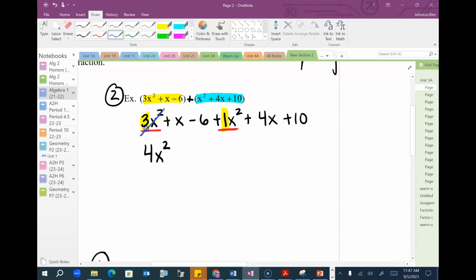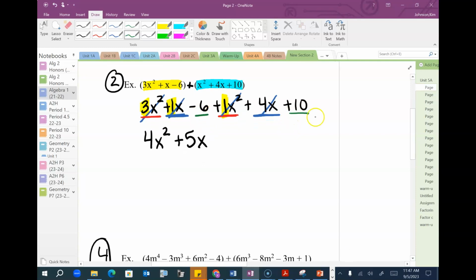All right, now I'm done with those, so I'm going to cross them off, and we'll move on to my next like term. I have x and 4x. Again, there's an invisible 1 in front of that x, so I'm going to add 1x and 4x together. That makes 5x. And then finally, I'm going to go ahead and look for the constants. So the last terms that I can put together are negative 6 and positive 10. Negative 6 plus 10 makes positive 4. And then that's it. I have no more like terms, and that's my final answer.